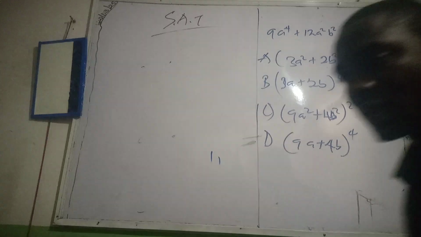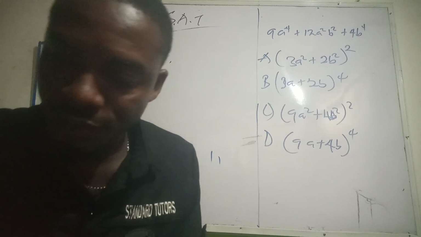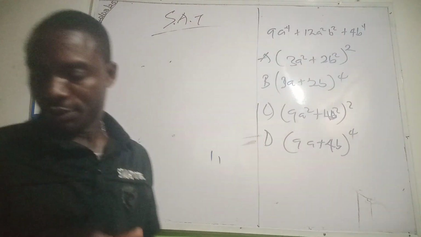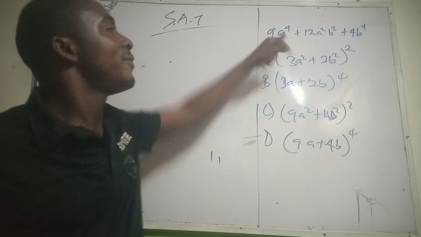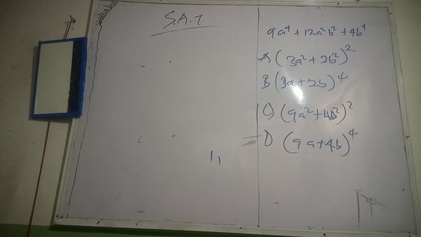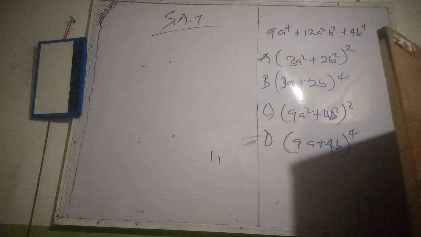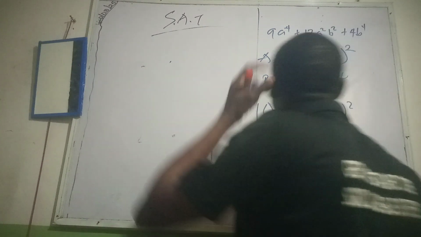Let's continue on the SAT question we are solving. We are on number 3 already. Number 3 says: 9a raised to power 4 plus 12a squared b squared plus 4b raised to power 4. Simplify it, and we are told to pick which of the answers is suitable.